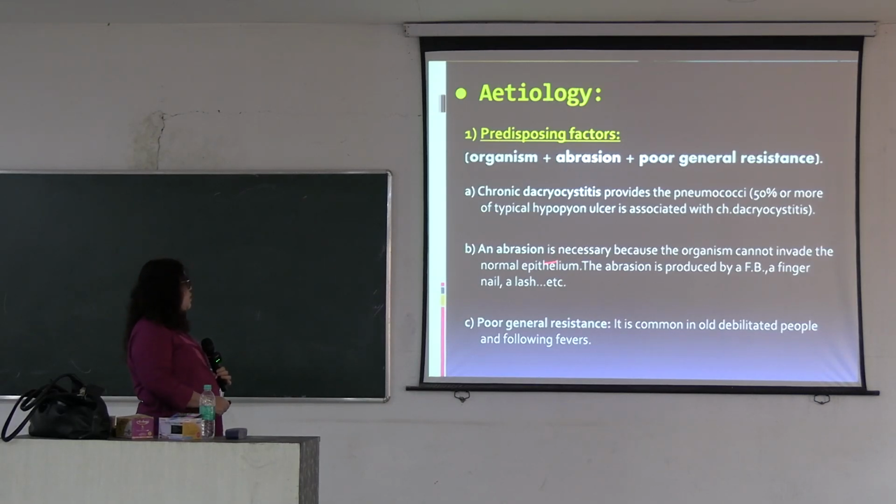And the second one is corneal abrasion. Corneal abrasion is also necessary to progress to hypopyon corneal ulcer, and corneal abrasions occur due to foreign body impact, injury from fingernails, or injury by eyelashes. It may be entropion or trichiasis, which continuously rub the cornea and cause corneal abrasion. And if poor general health is present, it is also an important cause leading to hypopyon corneal ulcer.